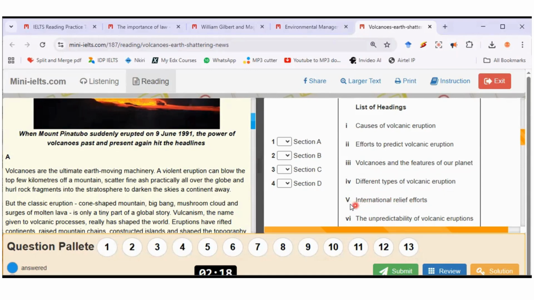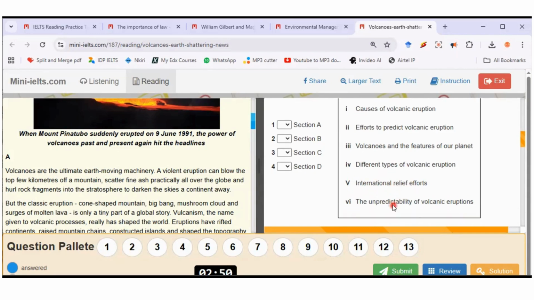Number 6 says international relief efforts. What is the meaning of international? International means different bodies, international bodies like WHO, okay? Bodies that operate in different countries, that influence activities in different countries, like WHO, like United Nations, like UNESCO, World Bank, FAO. FAO stands for Food and Agricultural Organization. Those are international bodies. So when you say international relief efforts, they are talking about international bodies giving relief. Maybe a particular place was affected by a volcano, and then those bodies came to bring some things to the affected areas.